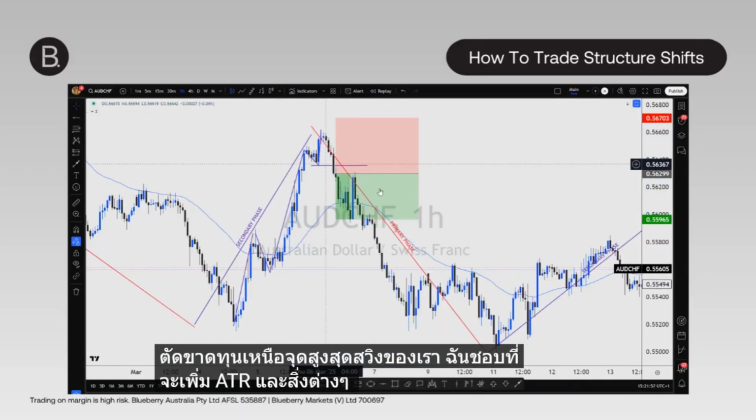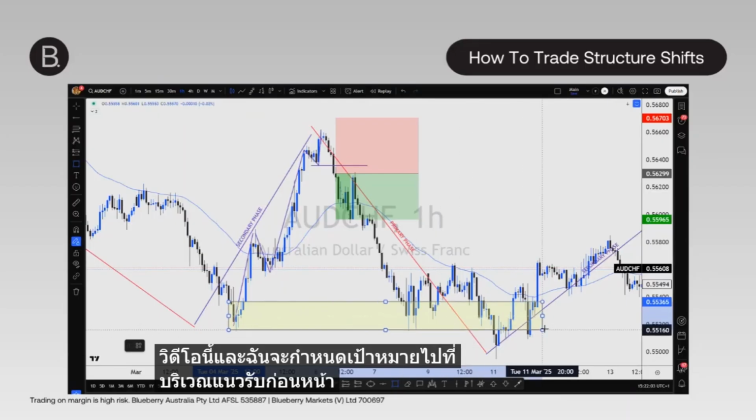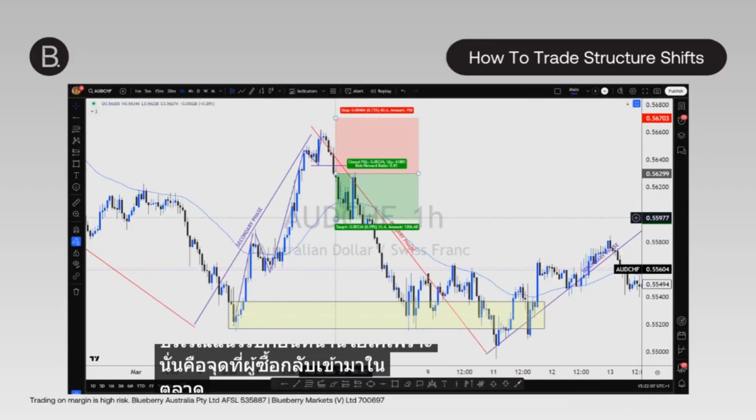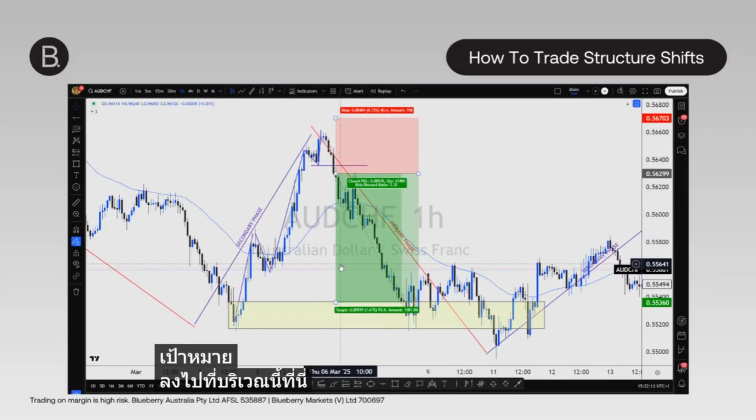I like to add ATR on and things like that, but I'm not going to get into that in this video. And I'm going to target the previous area of support, because that is where buyers step back into the market. So I'm going to look to try and target down towards this area here.